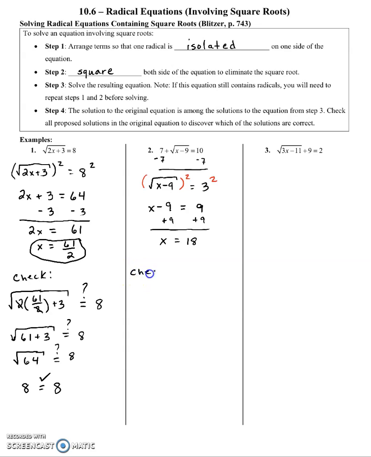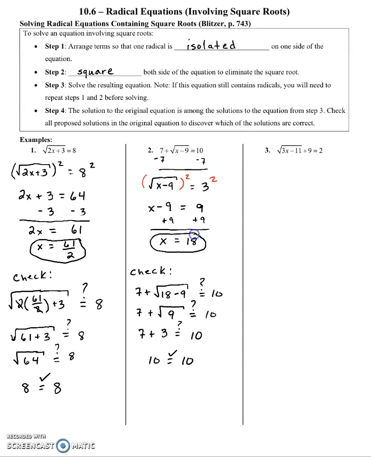Now we have to check that. So we have 7 plus the square root of 18 minus 9, and we need to know if that equals 10. So 18 minus 9 is 9, so we have a 9 under the square root. The square root of 9 is 3, so we have 7 plus 3. And 7 plus 3 is 10, so that checks. So x equals 18 is a solution.